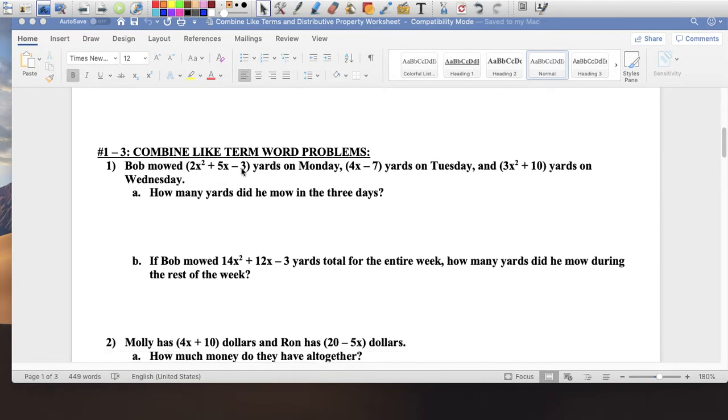Bob moved this many yards on Monday, this many yards on Tuesday, and this many yards on Wednesday. How many yards did he move in all 3 days? So again, if that was just a number and I told you it's 3 yards, 4 yards, and 5 yards, you would add them, right? So I'm going to show you this. So on Monday he did this.